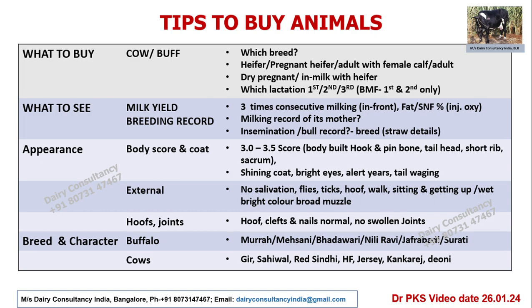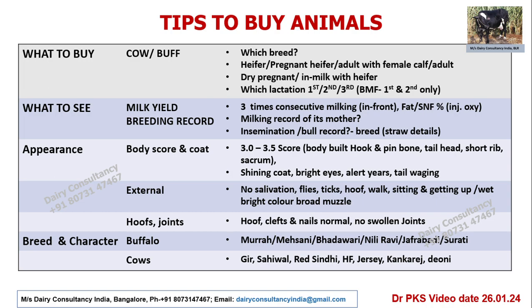No salivation, no flies, no ticks, no hoof deformity. Walking is good. Sitting and getting up are all fantastically normal. The muzzle should be wet, of bright color, and broad. The broader the muzzle of the animal, the higher the yielder. Let's go to the hooves and joints. All of these should not be swollen. They are normal. Nails are normal. Clefts are normal. So this has to be seen.